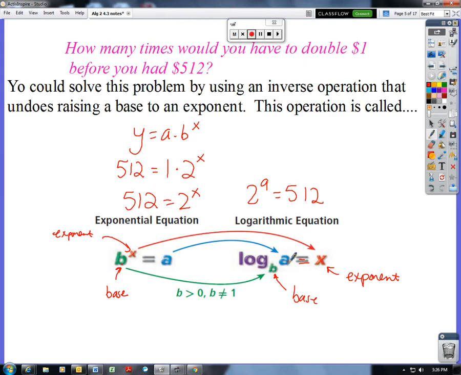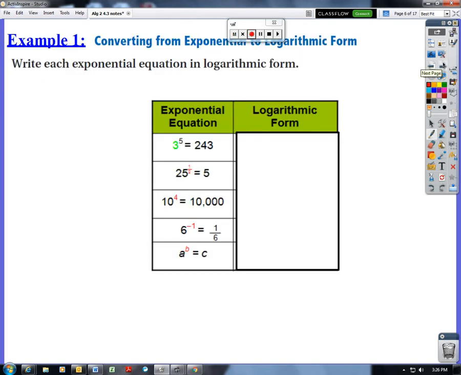We will be switching back and forth between these two forms. In fact, here's our next example. In this chart, they are giving us exponential equations on the left, and on the right we are going to write them in logarithmic form. So I know it's going to be log, and then there's going to be a base. So look at the exponential. What's the base? It's 3. So that means 3 goes down here. And then we know that the logarithm is going to equal an exponent, so the exponent's going to go over here on the right-hand side. The exponent is 5, and that means the 243 has to go right there.